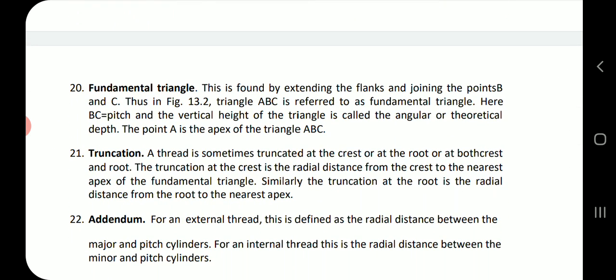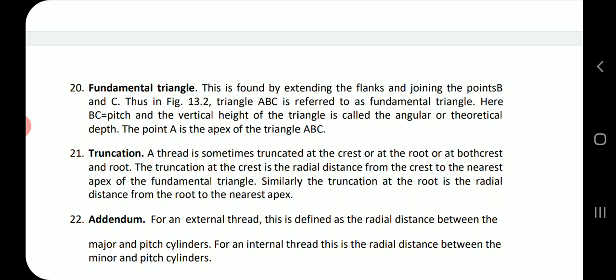Fundamental triangle. This is found by extending the flanks and joining the points B and C. Thus in figure, triangle ABC is referred to as fundamental triangle. Here BC is equal to pitch and the vertical height of the triangle is called the angular or theoretical depth. The point A is the apex of the triangle ABC.